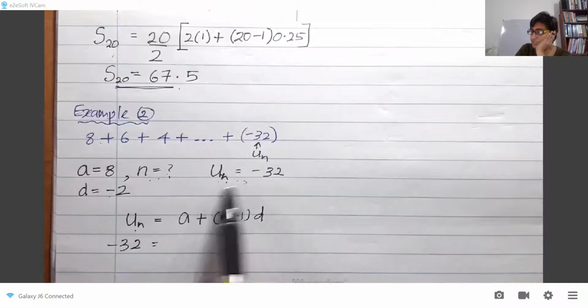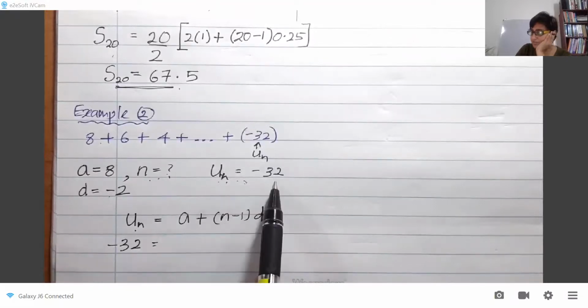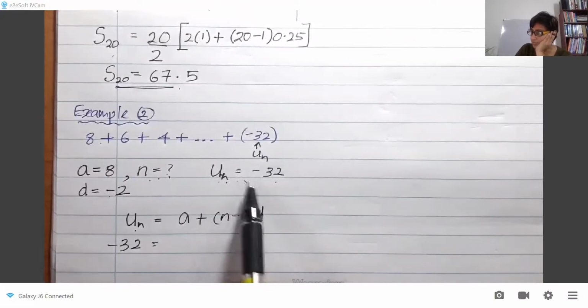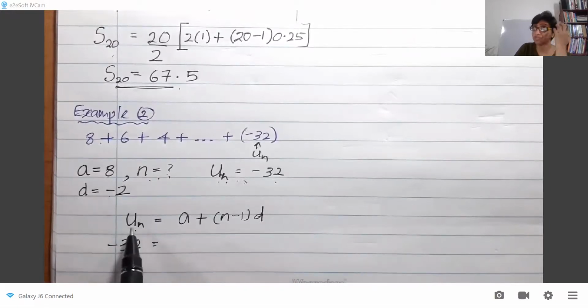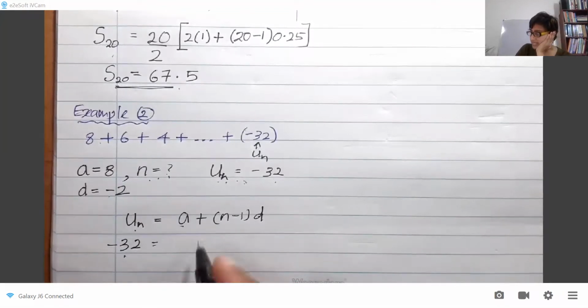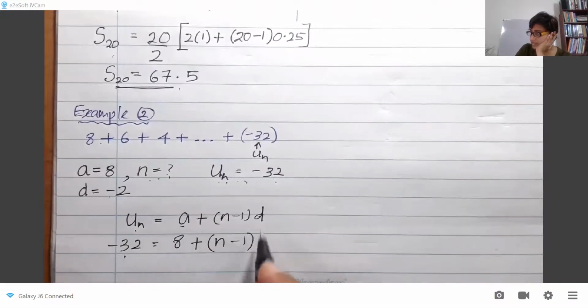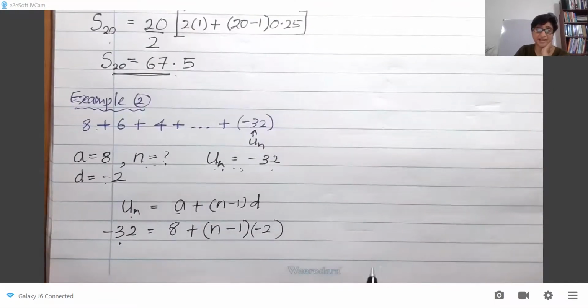So I'm just trying to find n now. I'm going to use the Un formula and apply it for this Un that I know. So here's your Un formula. I know my nth term. I don't know which term that is. Whatever the term is, minus 32. a is 8 plus, I don't know what n is. I know d. n minus 1 times minus 2. I can find n from this.